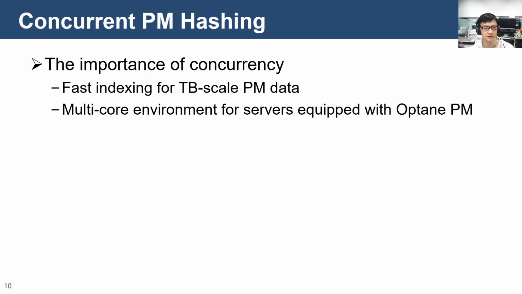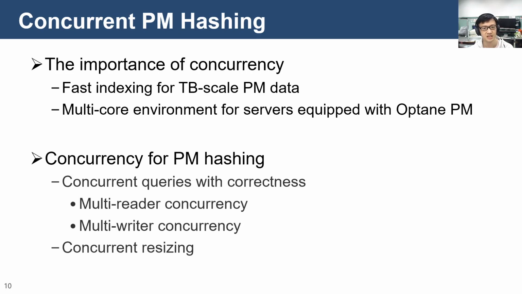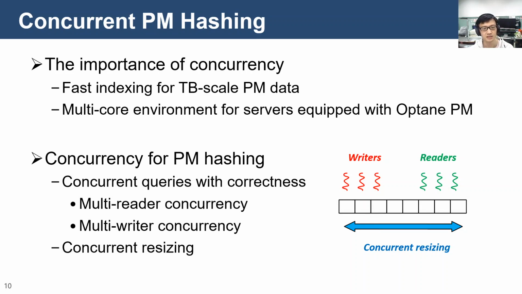Concurrency is important for PM indexes to provide fast indexing for terabyte-scale PM data. Moreover, current Optane PM is equipped in data centers, which provide a multi-core environment for concurrent computing. In terms of PM hashing, leveraging the hardware parallelism to provide high concurrency is desired. Specifically, multi-reader and multi-writer concurrency with concurrent resizing enables scalable query performance.